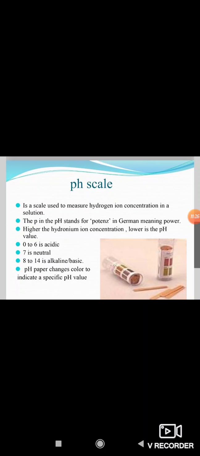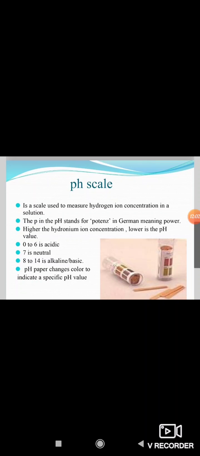When the pH value is 0 to 6, the solution is acidic. When the pH value is 7, the solution is neutral. When the pH value is 8 to 14, the solution is alkaline or basic. So simply, the number indicates the acidic or basic nature of a solution.